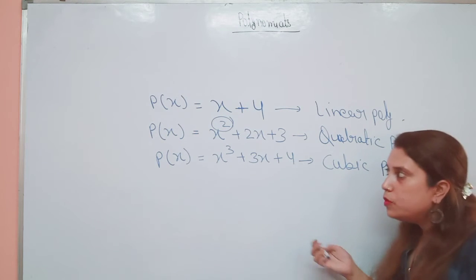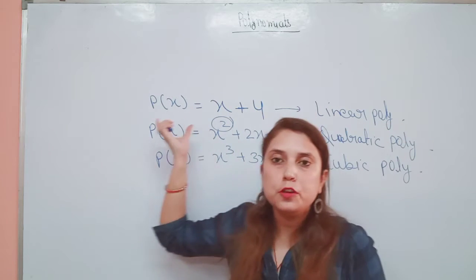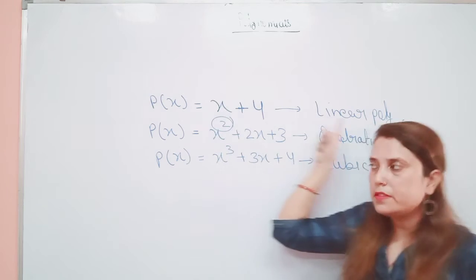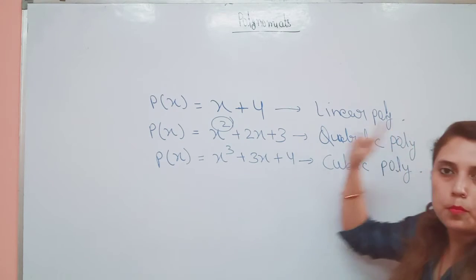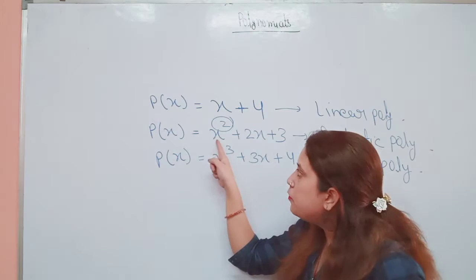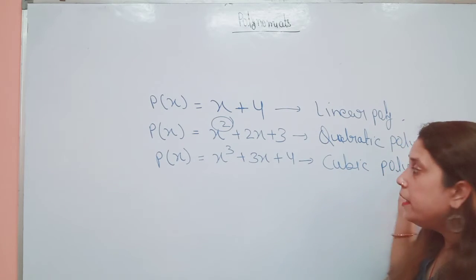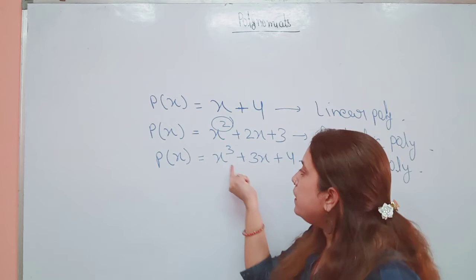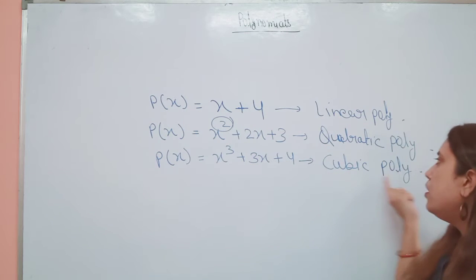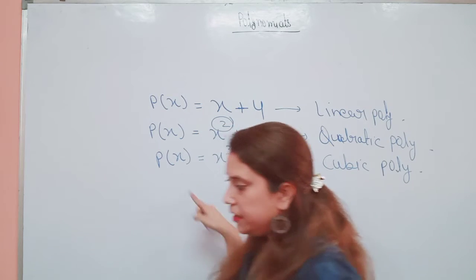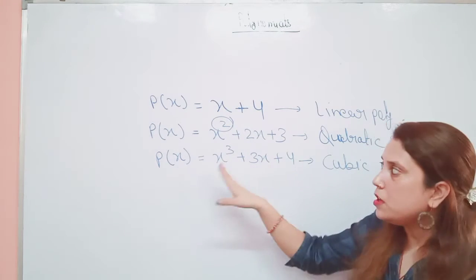Okay beta, how to identify which type of polynomial? If the degree of the polynomial is 1, it is called a linear polynomial. If the degree is 2, it is called a quadratic polynomial. If the degree is 3, it is called a cubic polynomial. A polynomial has as many zeros as its degree.